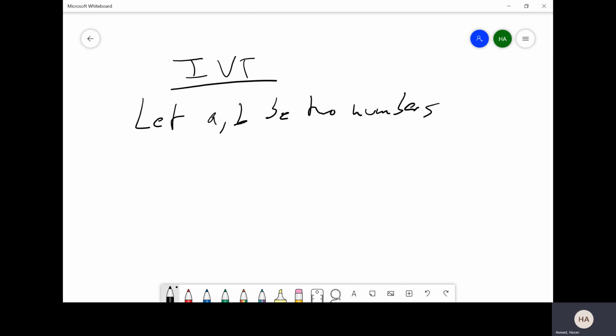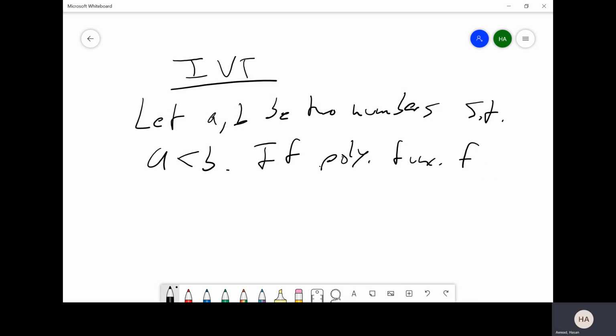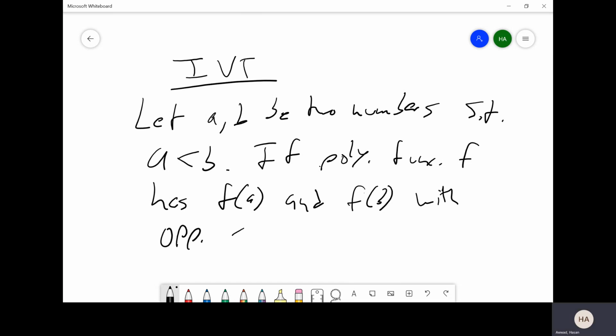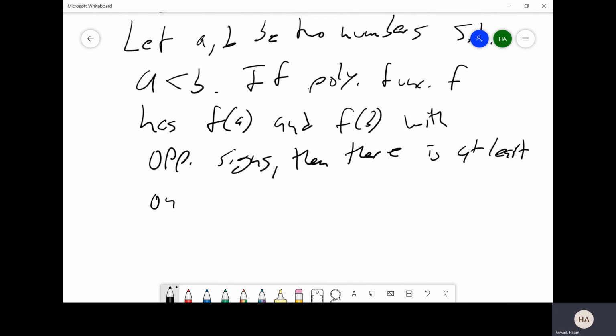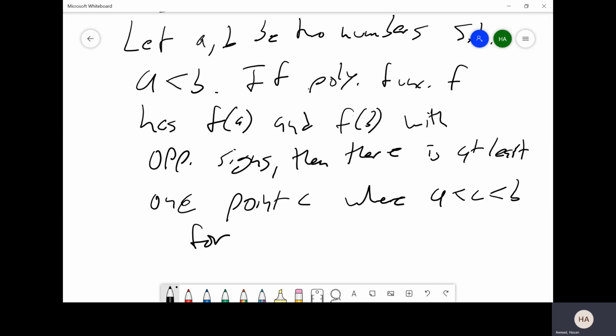Let A and B be two numbers such that, which I'm also going to abbreviate as ST, A is less than B. If a polynomial function f has f of A and also f of B with opposite signs, then there is at least one point C where A is less than C is less than B, for which f of C is equal to 0.